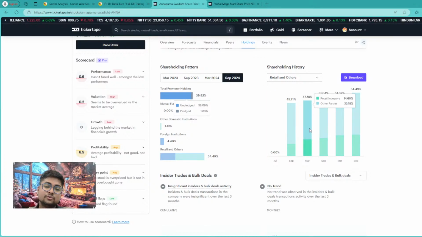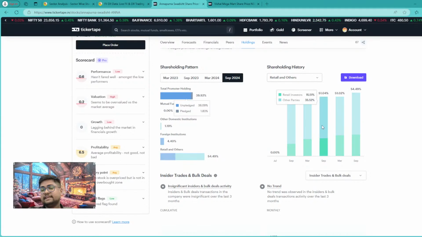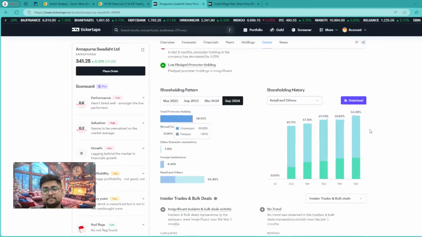So we have to be much aware of Annapurna. The promoter has to show its confidence in Annapurna, because if they are not showing confidence, the stock price will keep falling. The investors will also not show confidence, and they will fall a lot. So they will fall a lot, right? So these are the reasons which we can say.